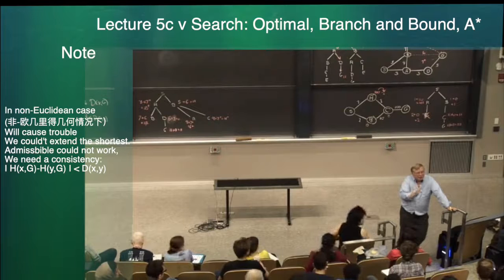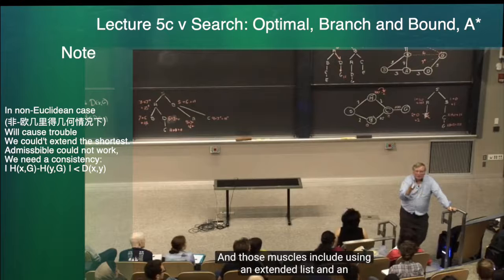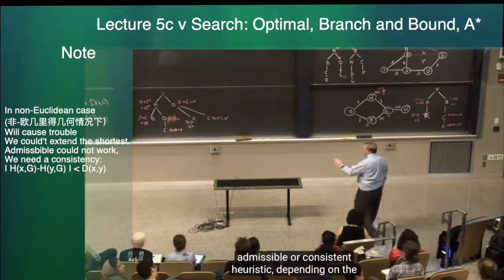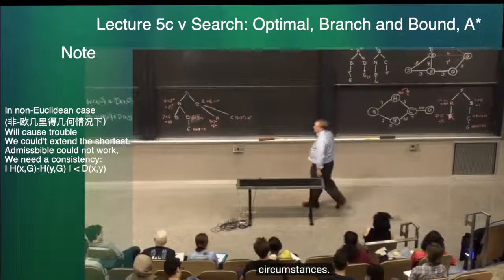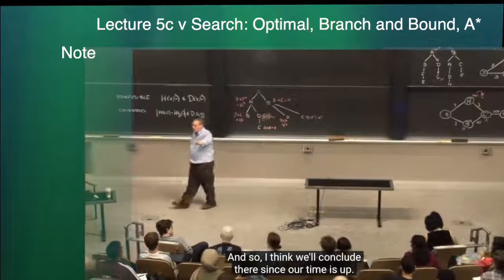So you can use all the muscles you can, and those muscles include using an extended list and an admissible or consistent heuristic, depending on the circumstances. And so I think we'll conclude there since our time is up.